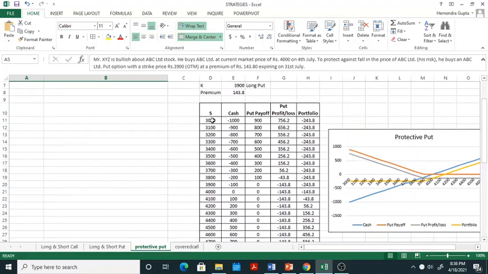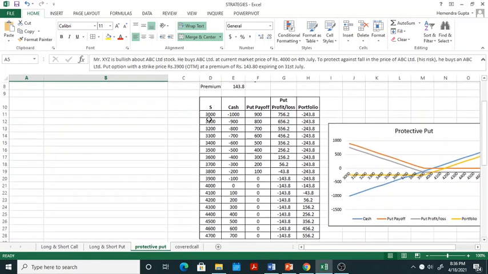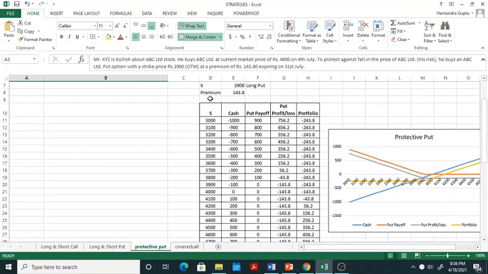We are looking at the prices at the end ranging from 3,000 to 4,700, and how things will change. So we will now see what will happen in different scenarios.